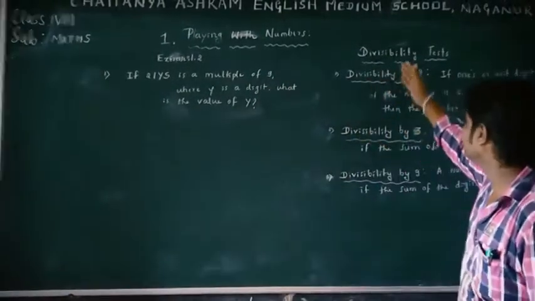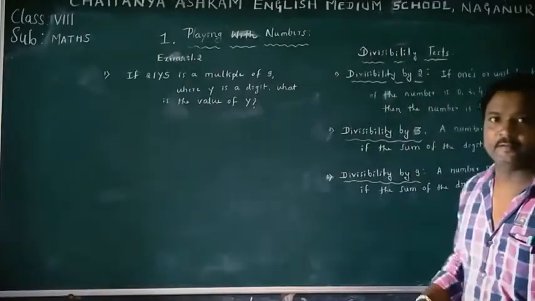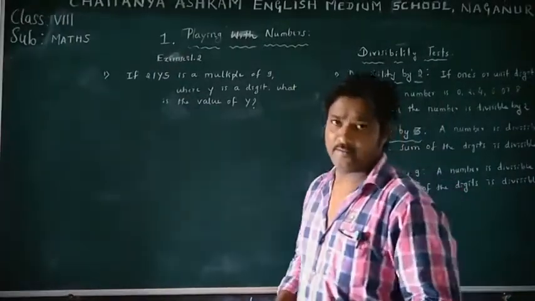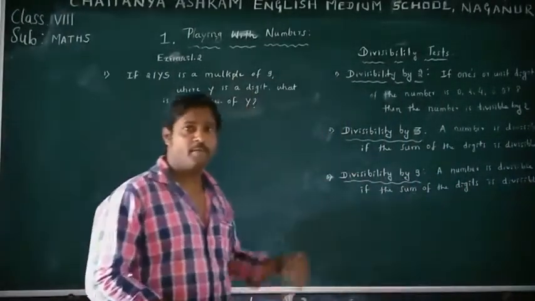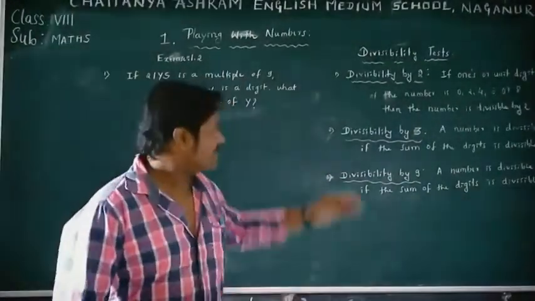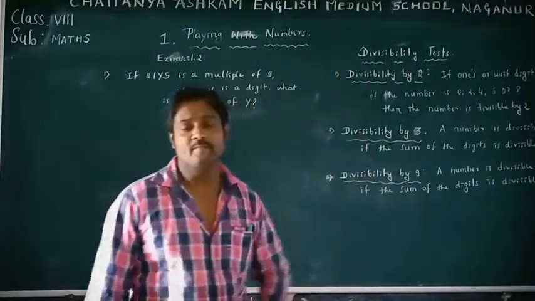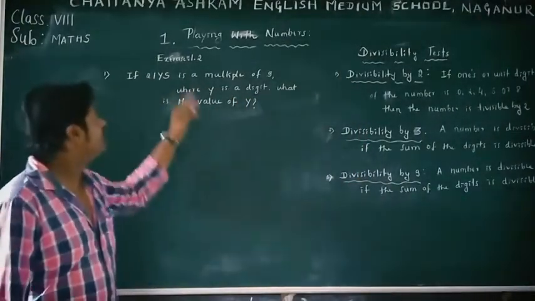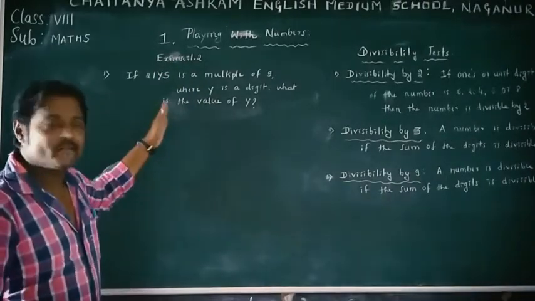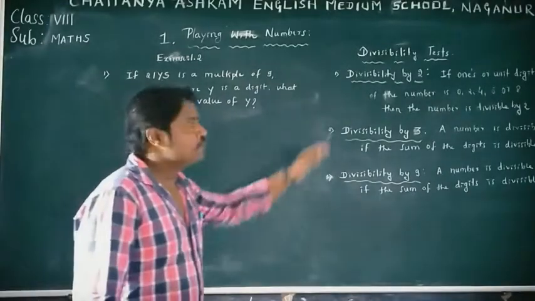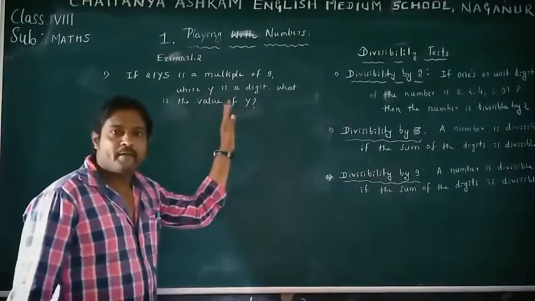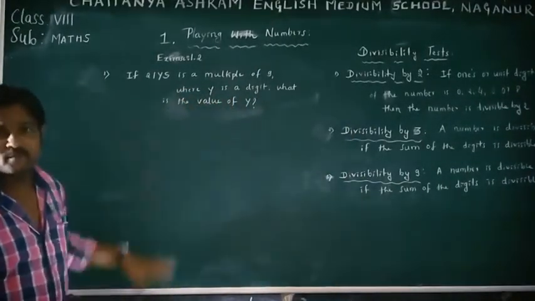Just we learned the divisibility test, the divisibility rules of 2, 3, 9, 5 and 10. Based on these divisibility tests, there is an Exercise 1.2. To solve these questions, you should have an idea about the divisibility tests. Then you will find it very easy to solve these sums.